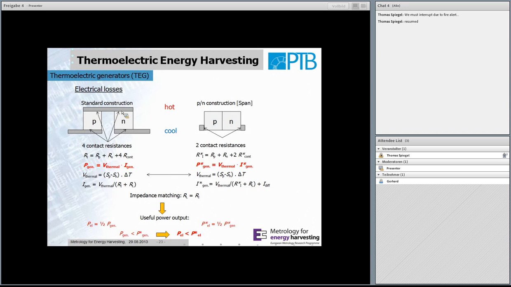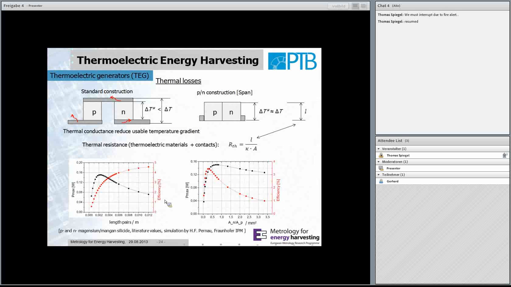By not using such a copper connection between the P and N conductive materials, you can reduce the number of contact resistances, which also enter the inner resistance, and in this way it is possible to get a higher power output. The situation is similar for the thermal losses. The first advantage is that if you don't use this PN construction, you have nearly the complete temperature gradient applied to the thermoelectric generator. Otherwise you have some more heat losses through the copper layers which are used to connect the different elements.